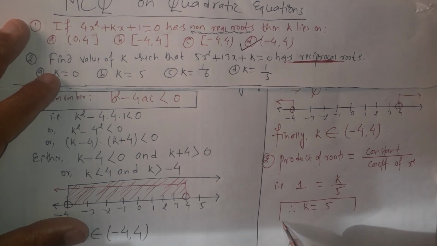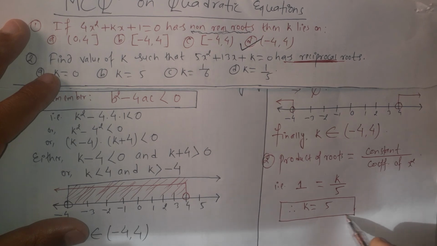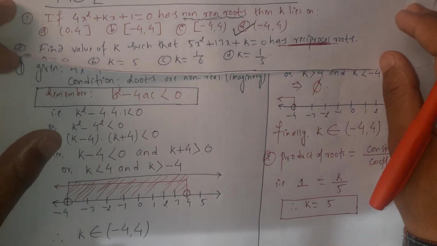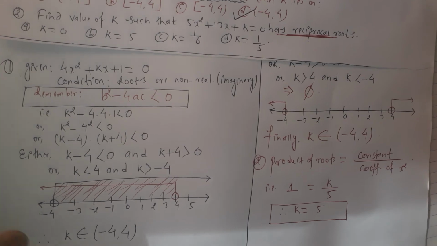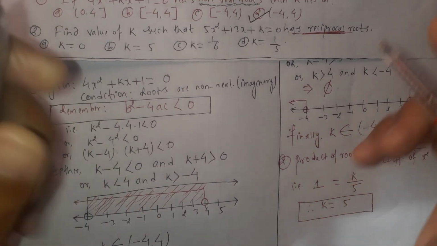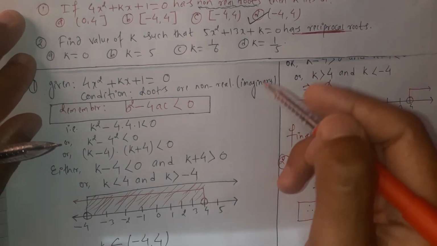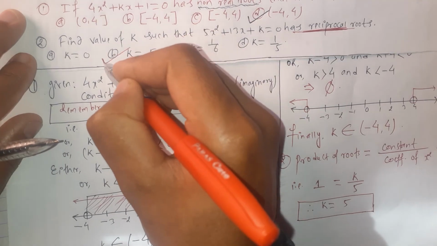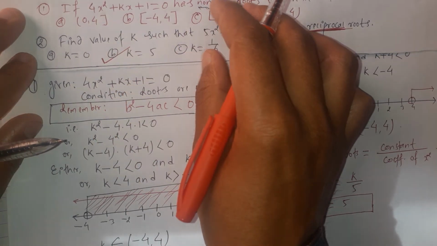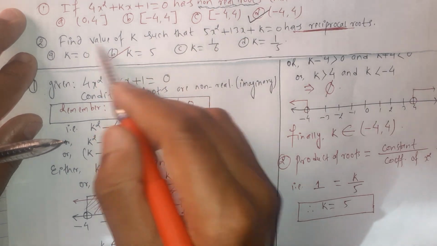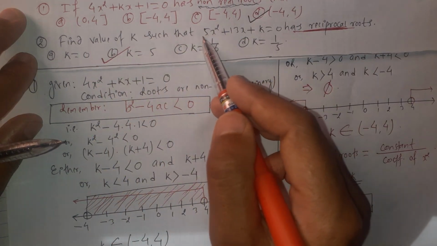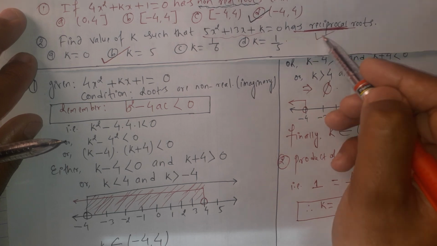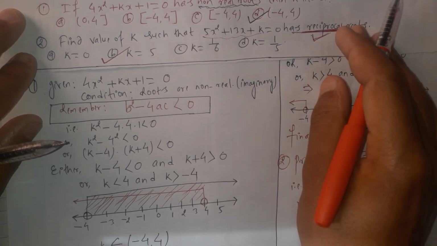This is the solution for the second question also. Here in the second question, we calculated the value of k is 5. So option B is the correct answer for this question. If the value of k is 5, then the roots of this quadratic equation will be reciprocal to each other.